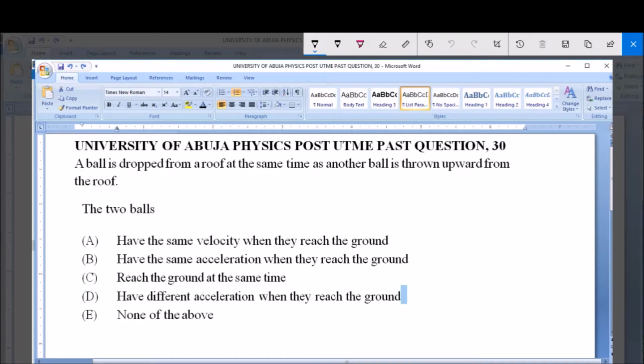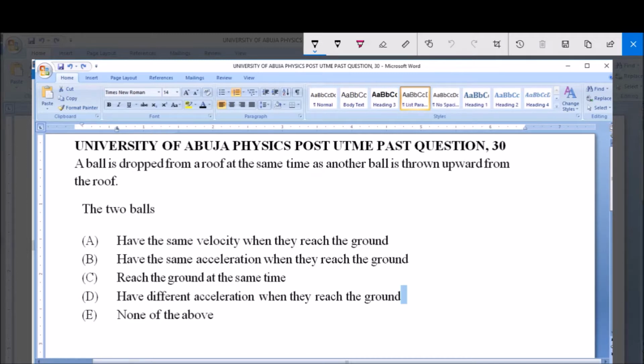Good day. Today we're dealing with University of Abuja Physics post UTME past question 30. A ball is dropped from a roof at the same time as another ball is thrown upward from the roof. The two balls: A, have the same velocity when they reach the ground; B, have the same acceleration when they reach the ground; C, reach the ground at the same time; D, have different acceleration when they reach the ground; E, none of the above.